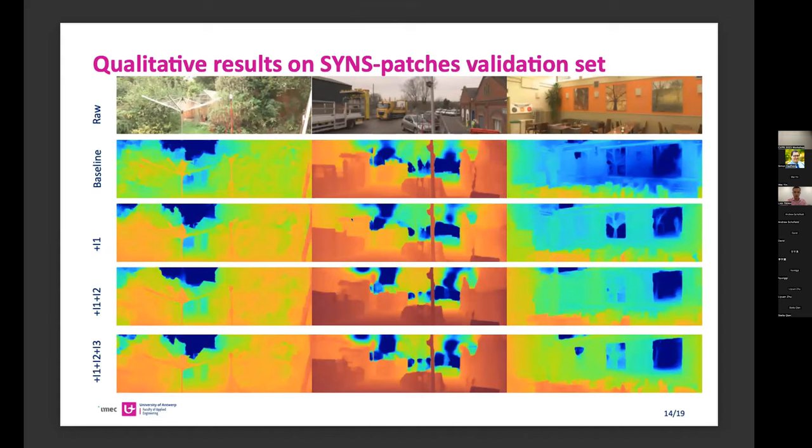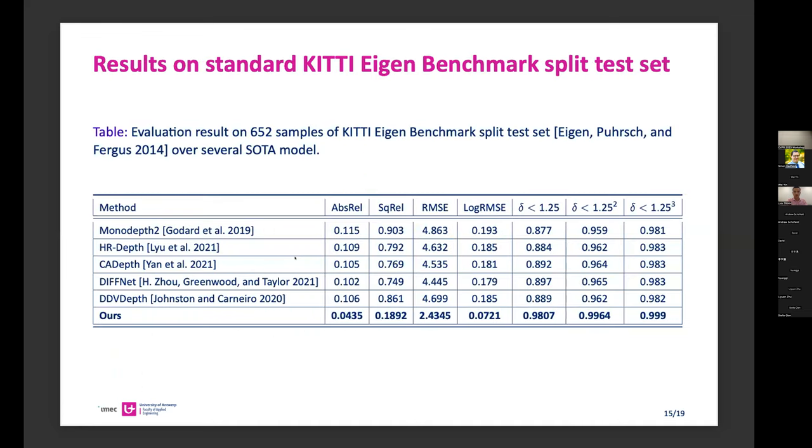So there are some examples that we randomly sampled from the SIGBASIS validation set, and the qualitative results show the significant improvement from the baseline model after adding the improvements. We also evaluate the final model on the KITTI benchmark to compare with other CVPR methods, with the sequences of 152 samples, and our method with the baseline shows the gap improved from the previous depth decoder.